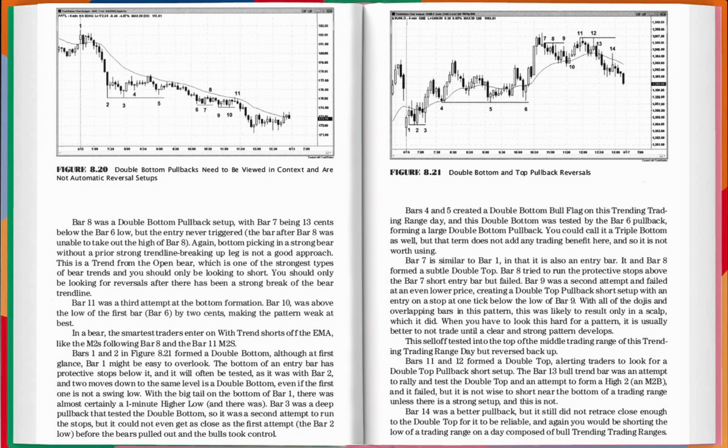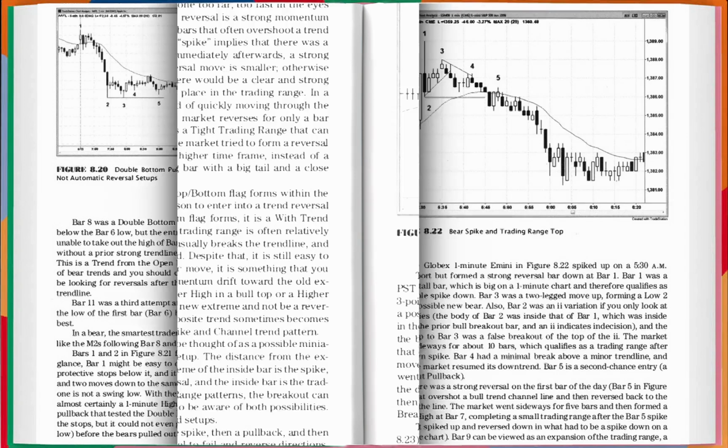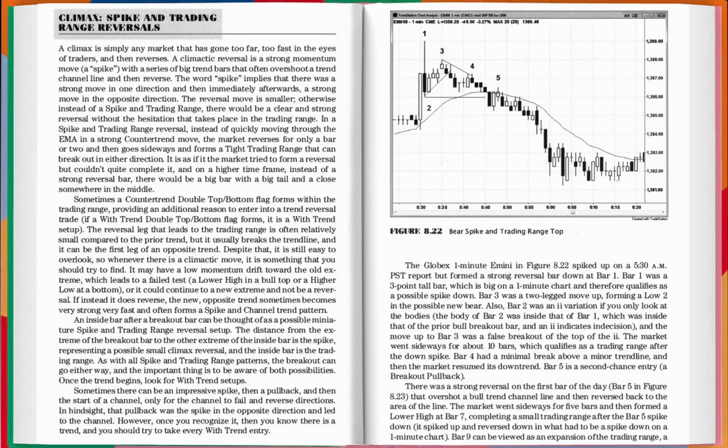But it is not wise to short near the bottom of a trading range unless there is a strong setup, and this is not. Bar 14 was a better pullback, but it still did not retrace close enough to the double top for it to be reliable. And again, you would be shorting the low of a trading range on a day composed of bull trending trading ranges.